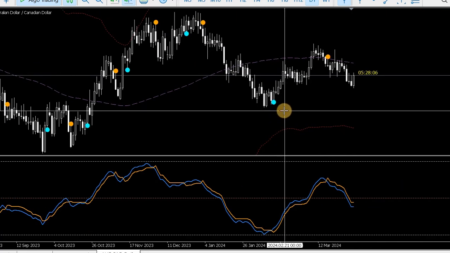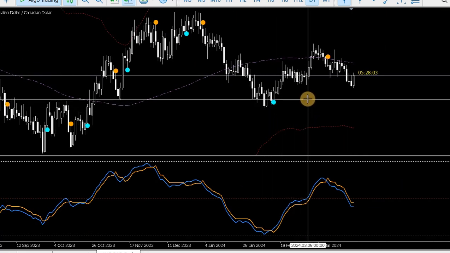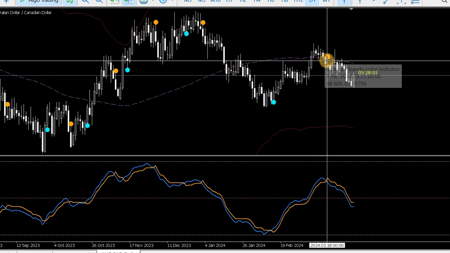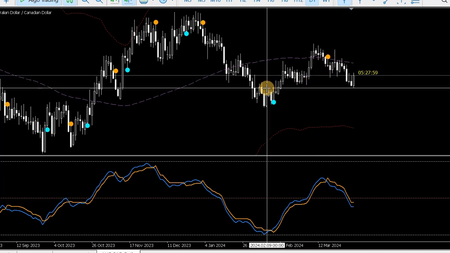Here's your buy signal, and up she goes. Didn't lose on that. Not a valid sell signal, that's the last signal.